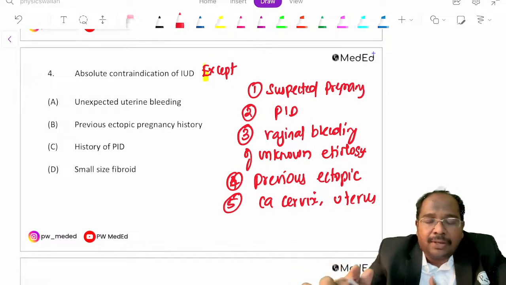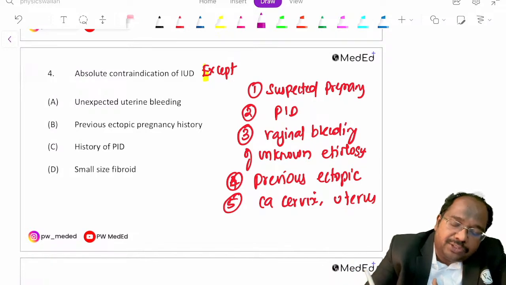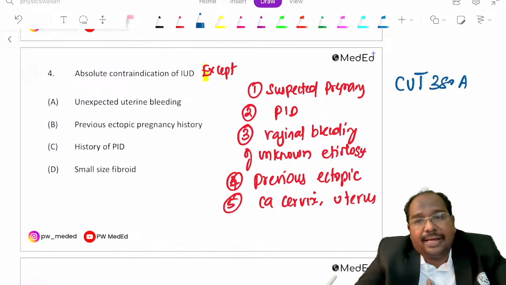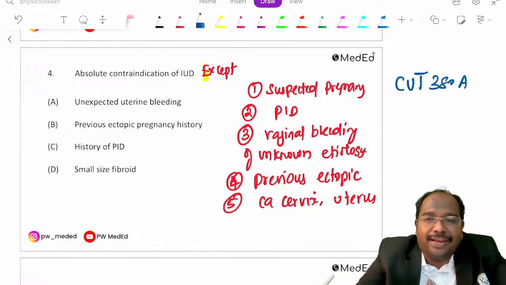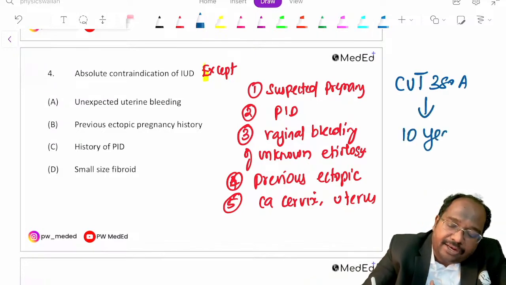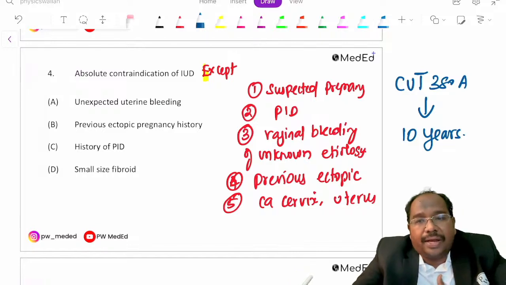Now, the common IUCD we use in our program is called Cu T 380A. What we use in the program is 380A, guys. So how long can it be used? It can be used for 10 years.